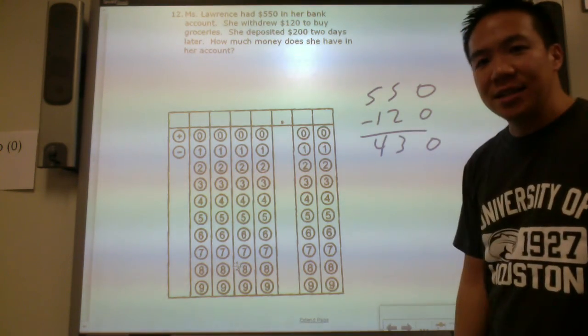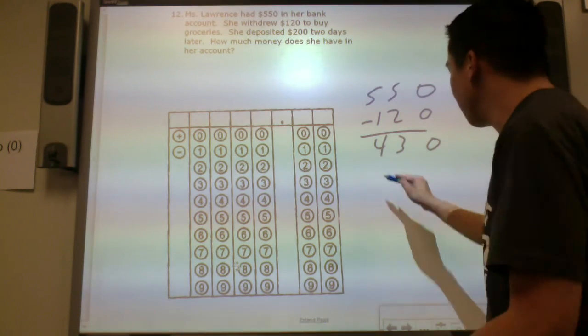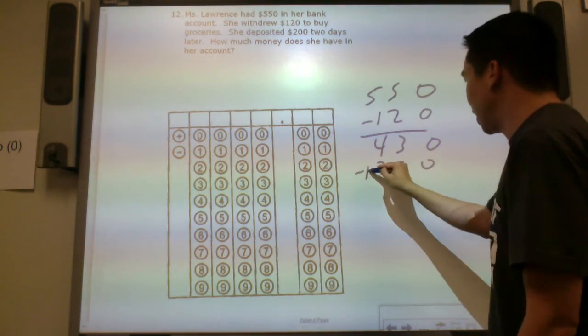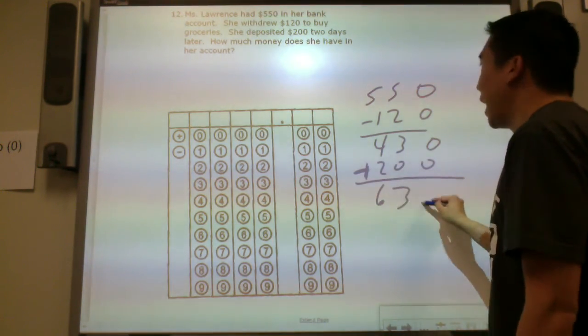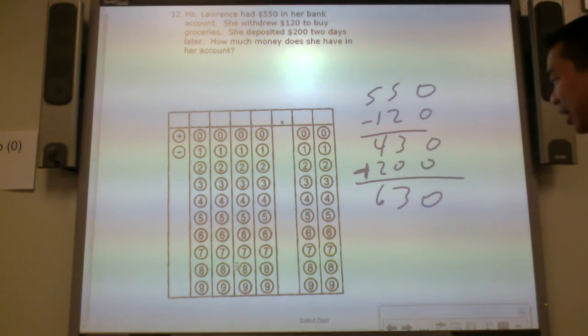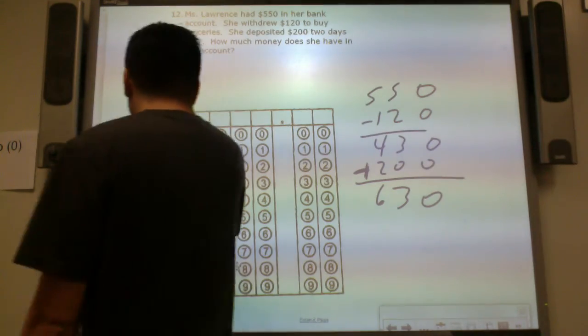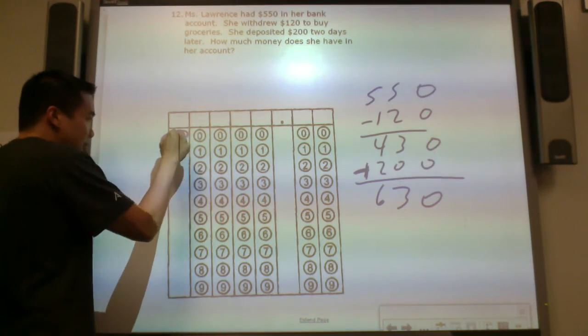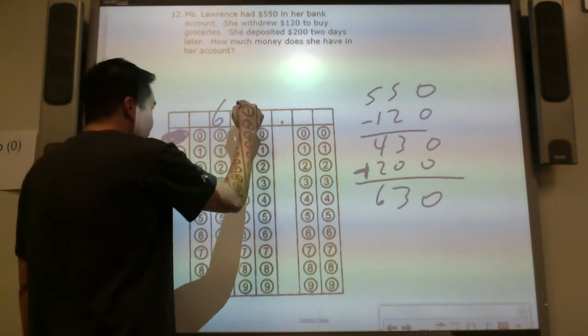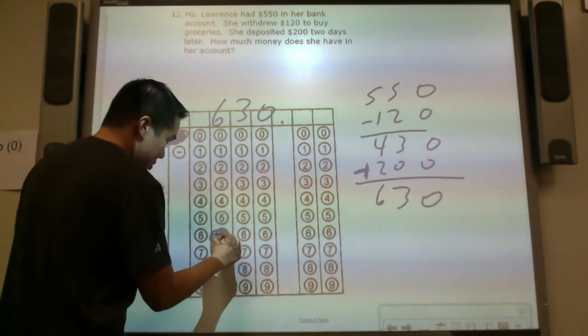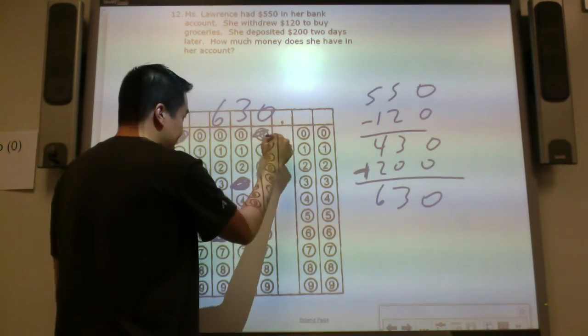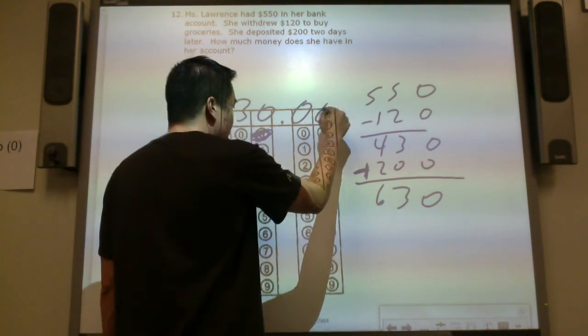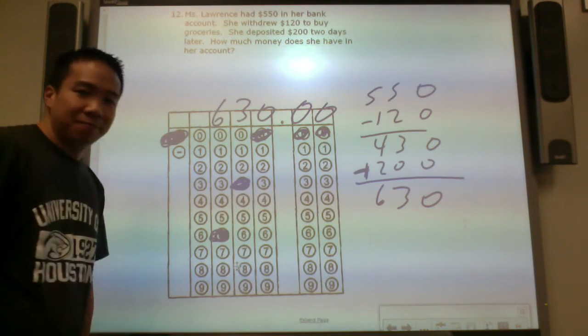She deposited. Is deposit a good thing? Yes, you put money in. She deposited $200. How much money does she have in her account? $630. So I bubble in plus 630. I bubble in 6, 3, and 0. If you want to say $630, go ahead.